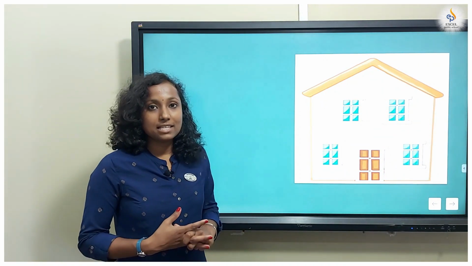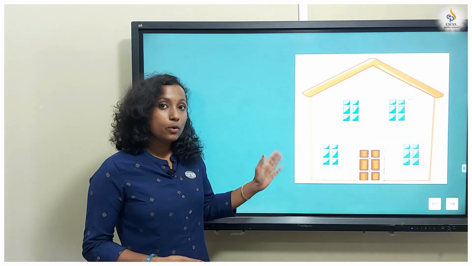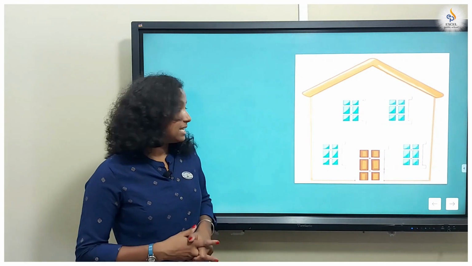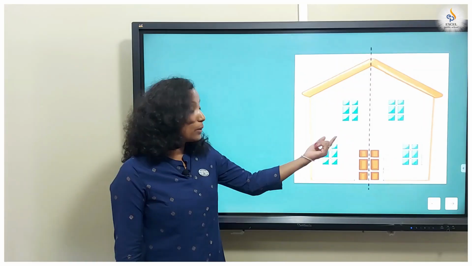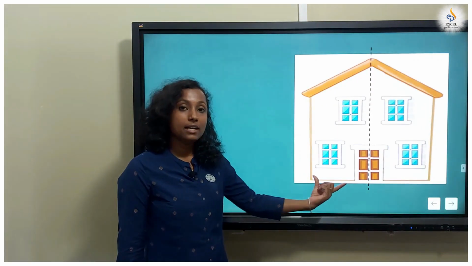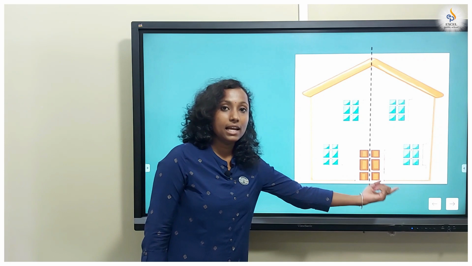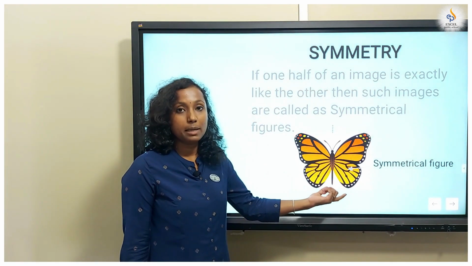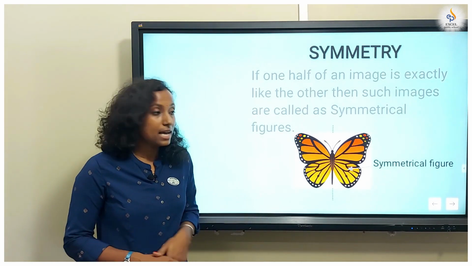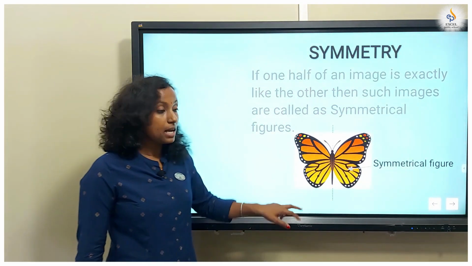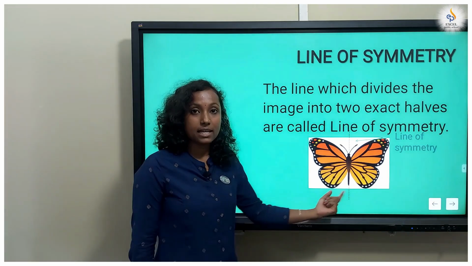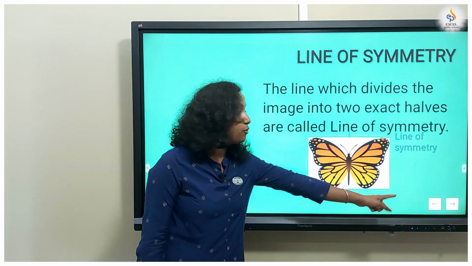Now, let us take an example of this image. Look at this image. Is this an example of symmetry? Yes, it is. Look at this line. You can see that half of the image is exactly like the other half. So, if half of the image is exactly like the other half, such images are called symmetrical figures. And the line which divides the image into two exact halves is called the line of symmetry.